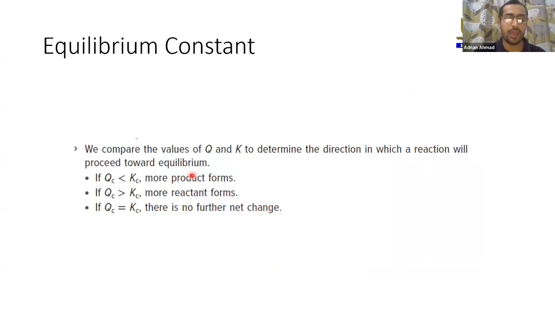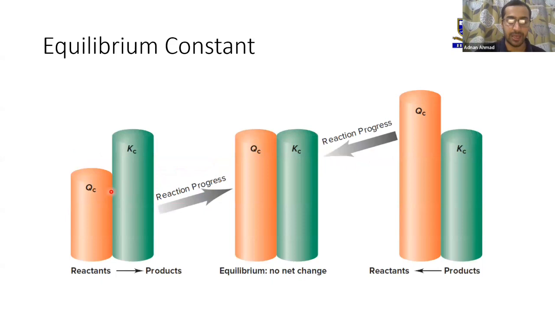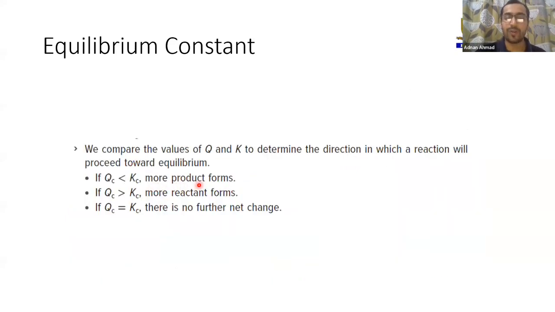So again, when we compare the values of the quotient with K to determine the direction in which a reaction will proceed toward chemical equilibrium, you need to remember these three conditions. These are really important. The first one is QC. If our quotient is less than KC, just like it's here, so QC is less than KC, more products will form. The reaction will proceed in the forward direction so that it can achieve chemical equilibrium.